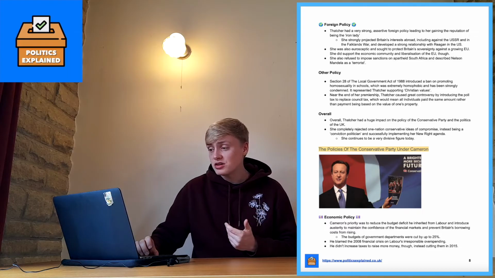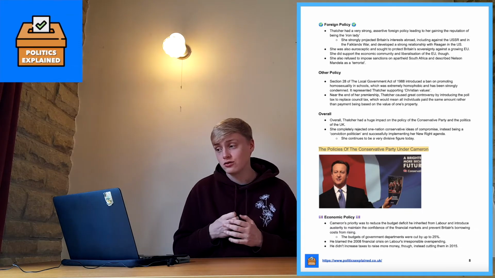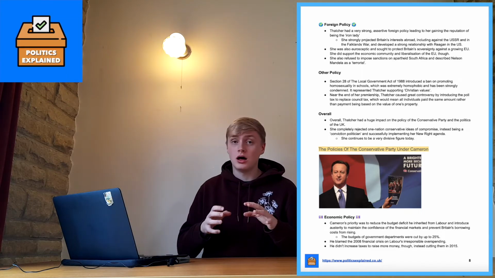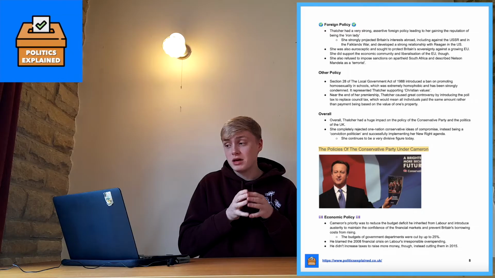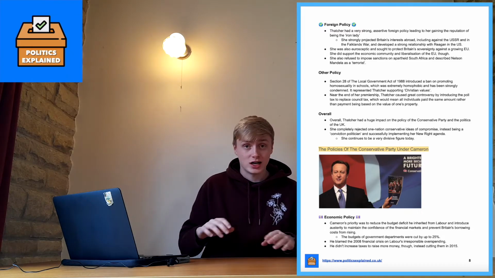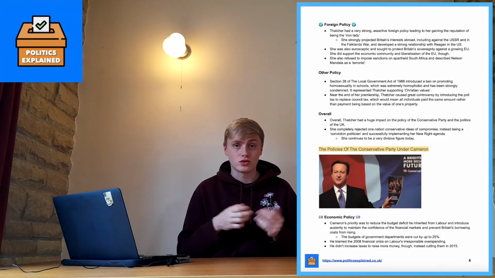Near the end of her premiership, Thatcher caused great controversy by introducing the poll tax to replace council tax, which would mean that all individuals paid the same amount, rather than it being based on the value of one's property. So this caused massive outrage. There were poll tax riots, and it was a key factor in her ultimately being brought down by her cabinet.